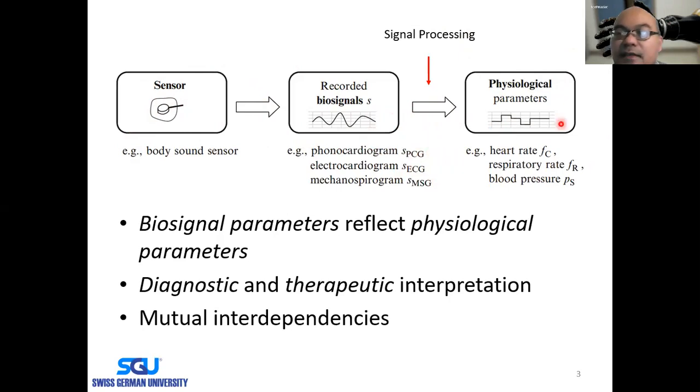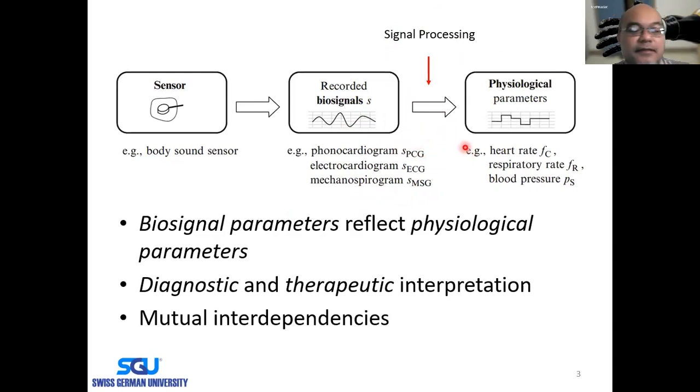Electrocardiogram. This is the captured electrical activity of the heart. Mechanospirogram, MSG. This is the captured mechanical activity of the lung. Based on that, we can derive further, using signal processing, the physiological parameters related to this biosignal.